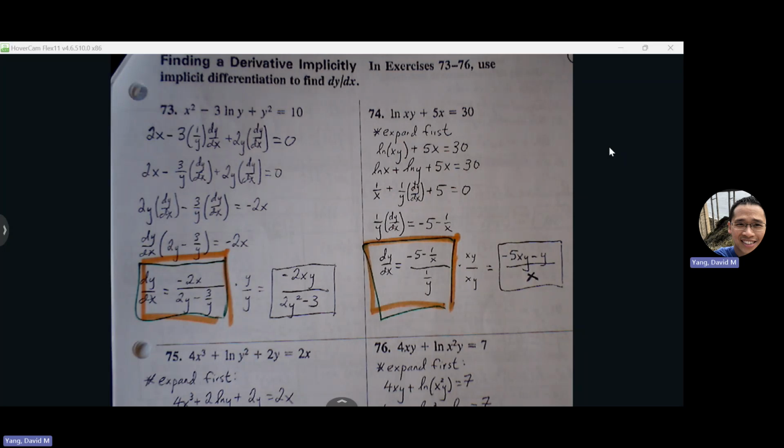74, natural log of xy. We want to take advantage of log properties, so we can avoid messier rules. We would prefer not to have that xy being our u value for our natural log. So if we expand first, notice that there's only one y variable, so only one dy/dx will show up in your derivative step, and then solve for dy/dx.